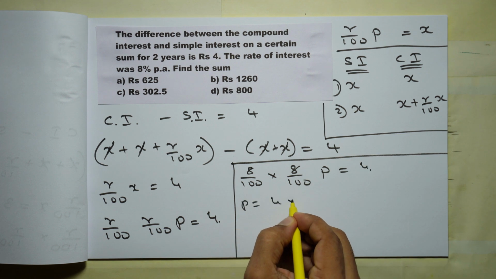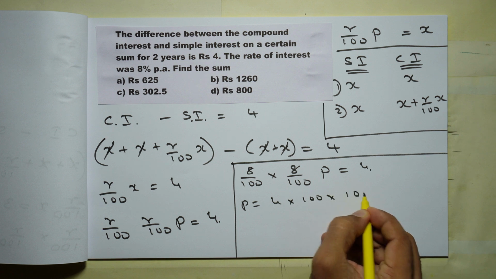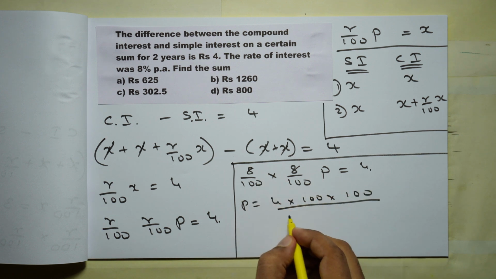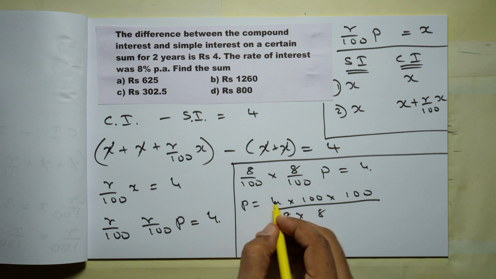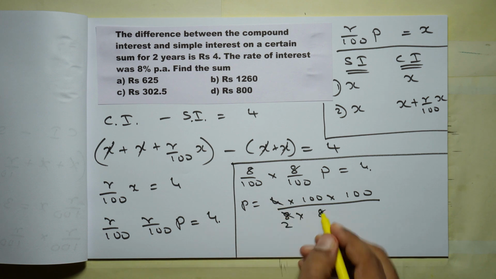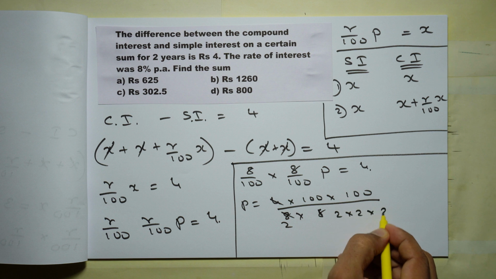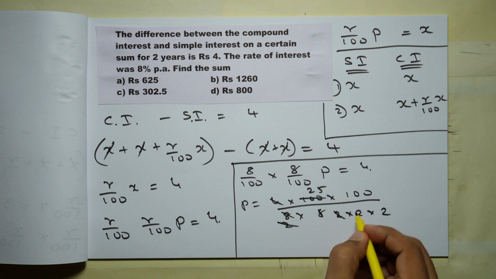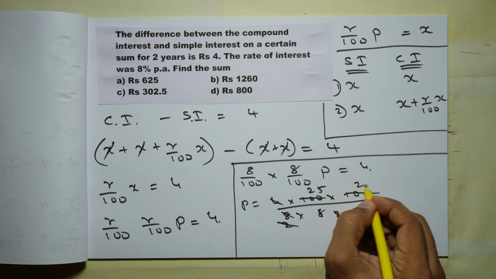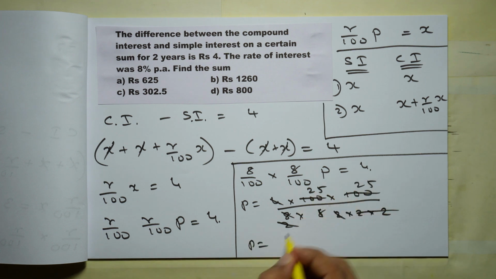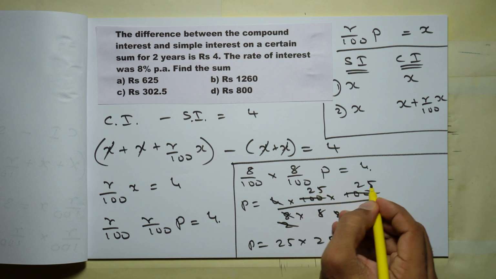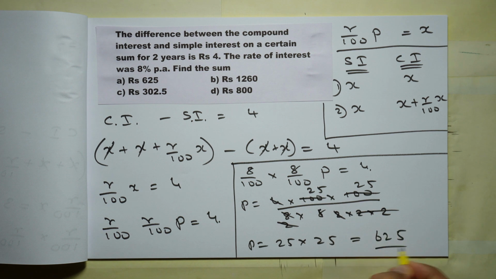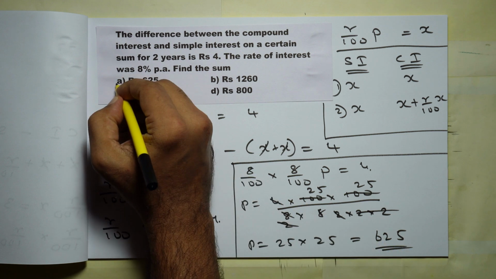So p you will get as 4 into 100 into 100 by 8 into 8. Here 4 divides 2 times. 8 I'll just write as 2 into 2 into 2. 2 into 2 is 4. 4 divides 25 times. So p you will get as 25 into 25, that is 625. That is P. P is the principal or the sum. So find the sum, that is equal to 625, option A.